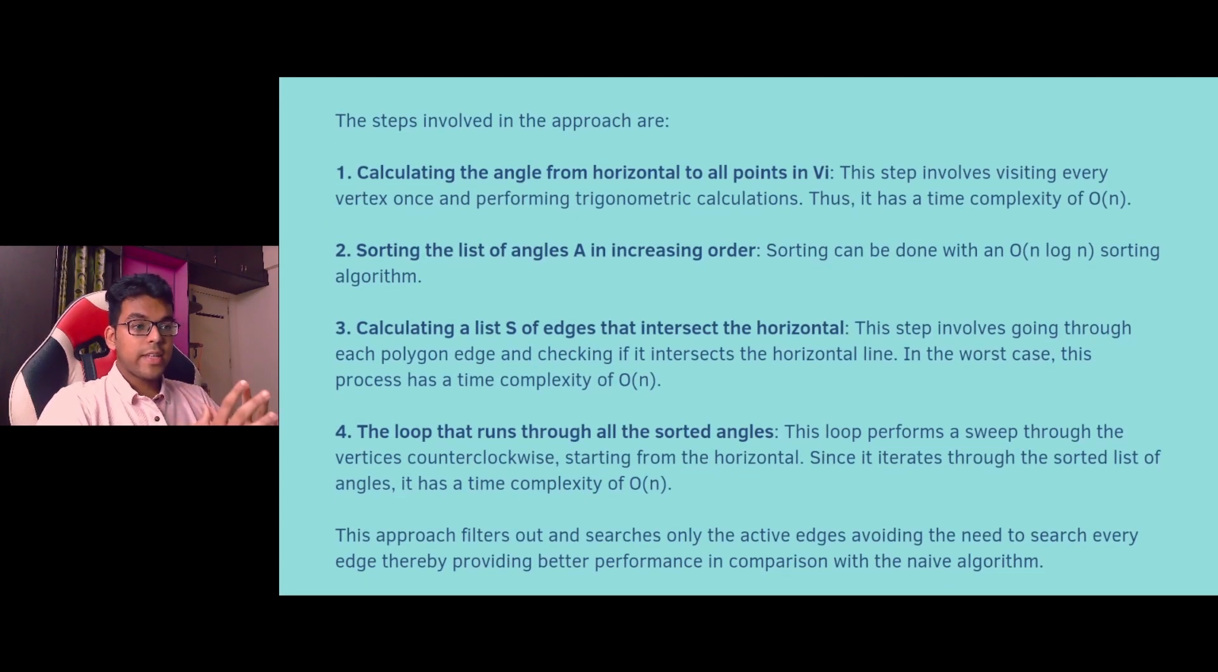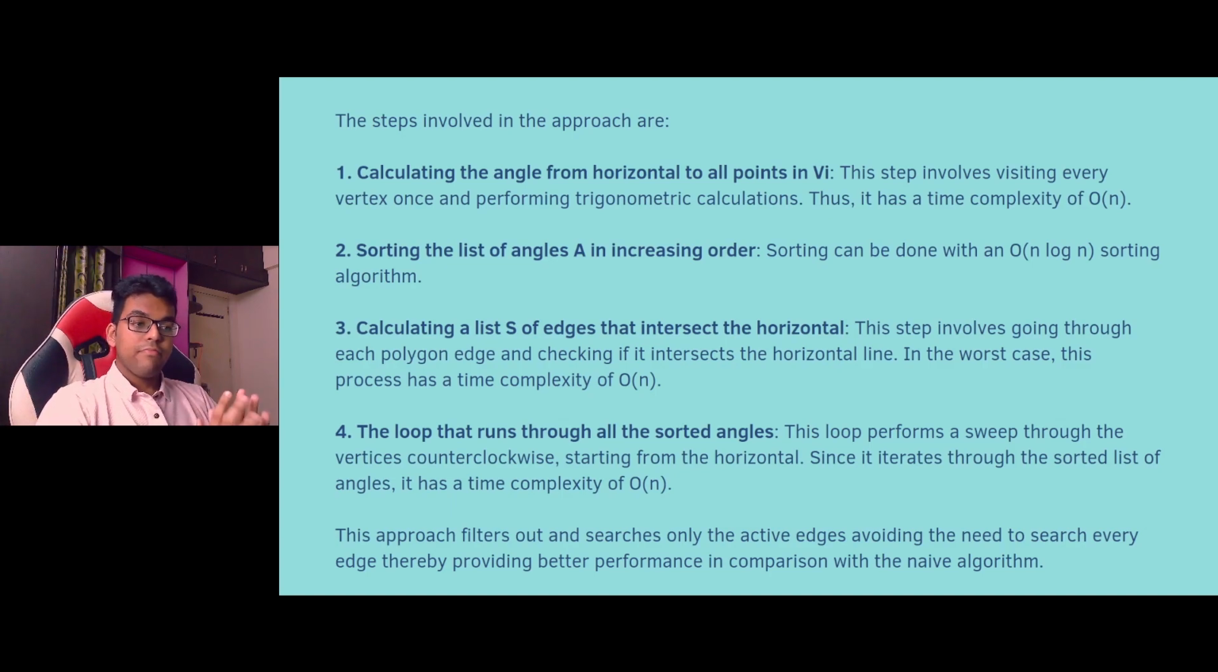Coming to the detailed steps of the optimized solution, firstly we calculate the angle from the horizontal to all points in the visibility graph. This step involves visiting every vertex once and performing trigonometric calculations. The time taken in this step is of the order of O(n). Next step, we sort the list of angles A in increasing order, which is done in O(n log n) time.